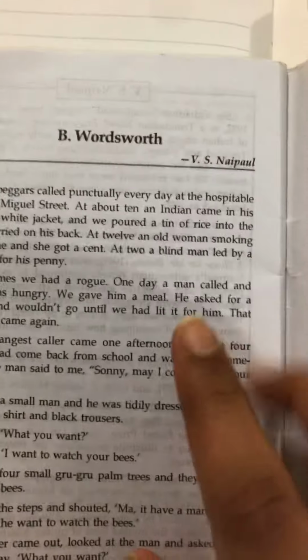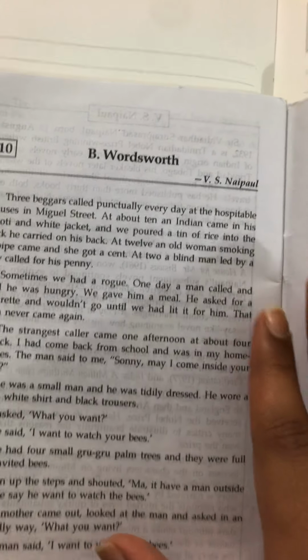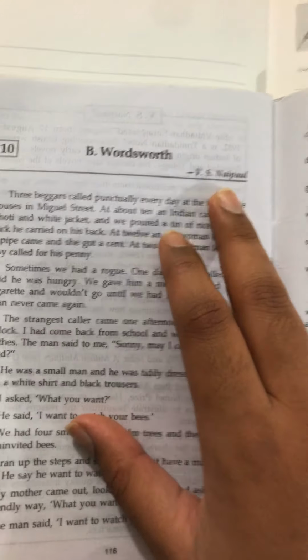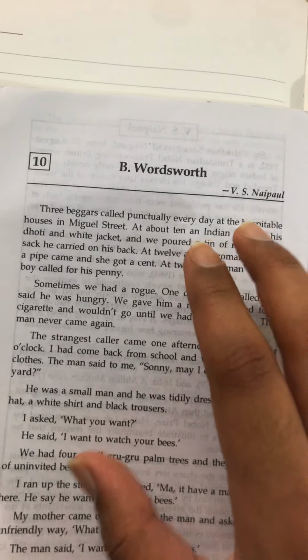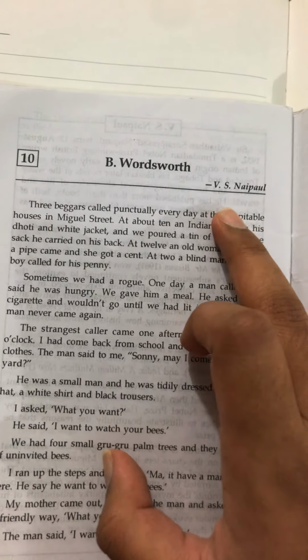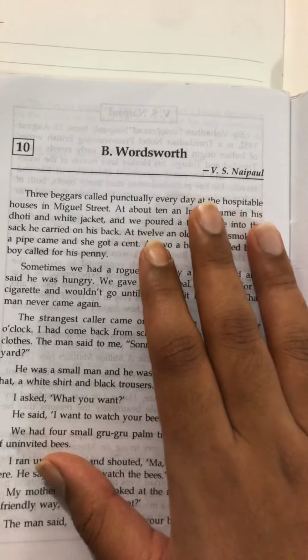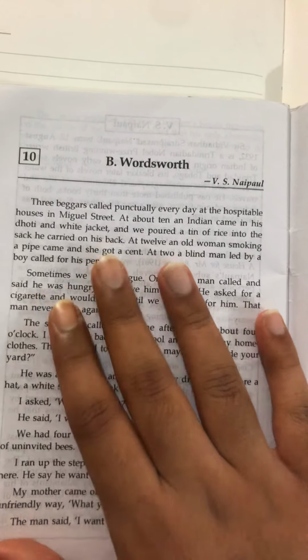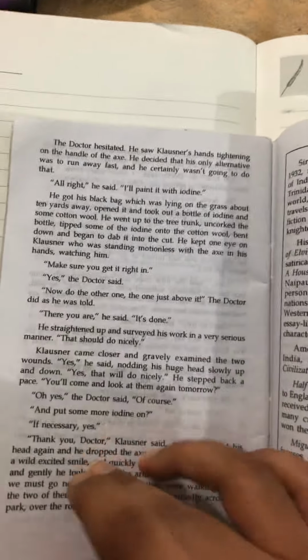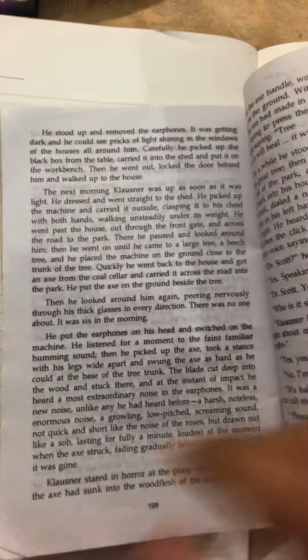Who is the author? It's V.S. Naipaul. You have to know his backstory, not because you will be asked a question like you used to in 10th standard, but by reading about every author's background, you will get to know a lot about how his stories come about. Like if you know about Wizard of Hyderabad, you will know what the poetess has done in her life, why she wrote that poem. This is about B. Wordsworth.